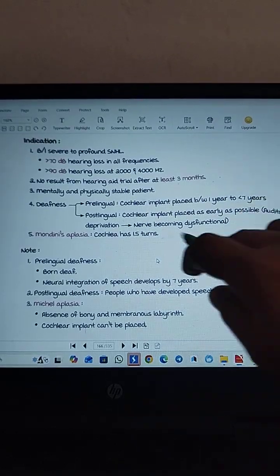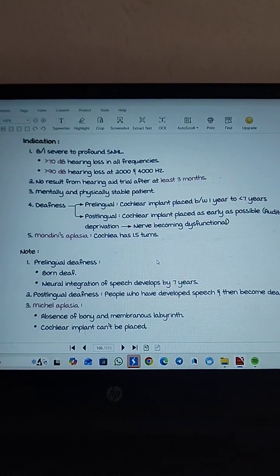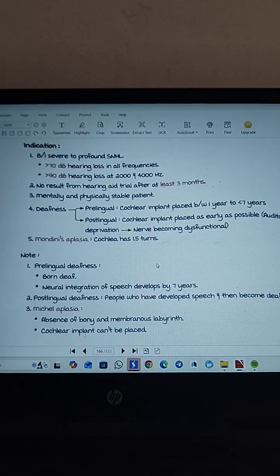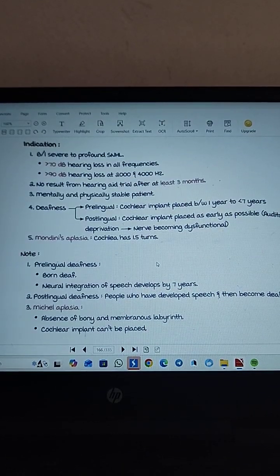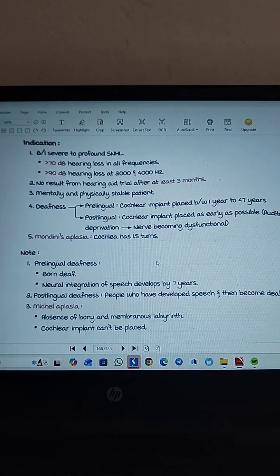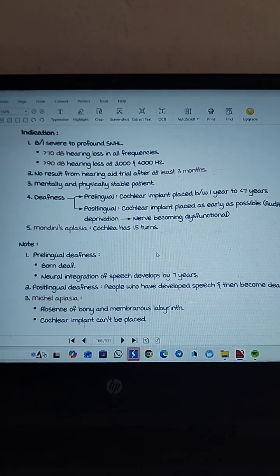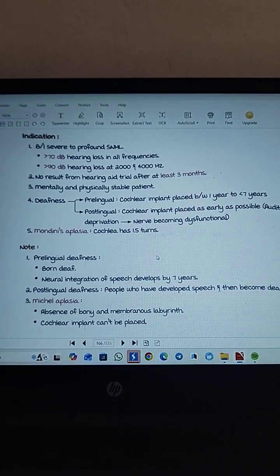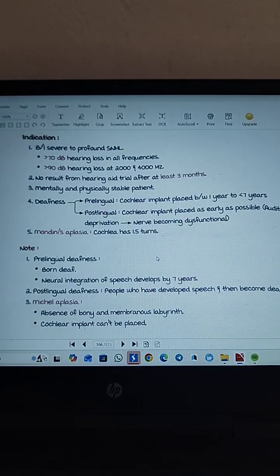So here the cochlear implant should be placed as early as possible. Why? Because if it is delayed, this will lead to auditory deprivation. Auditory deprivation means the nerve becomes dysfunctional. So in this type of deafness also you should do the cochlear implantation.